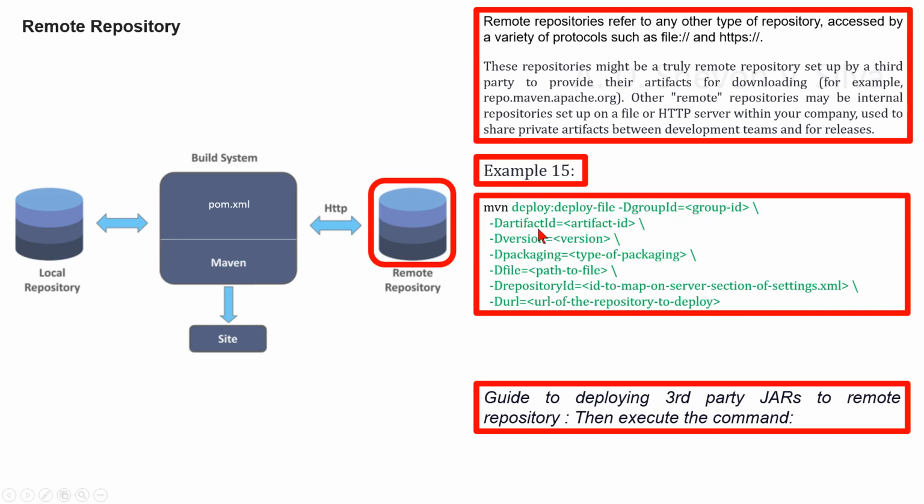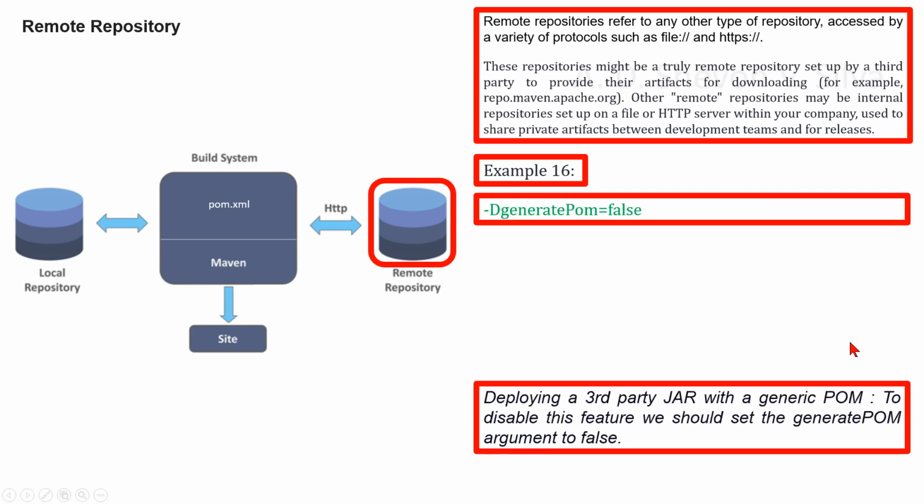Here the group ID, here the artifact ID, here the version, type of packaging, path to file, ID to map on the server section of settings, URL of the repository to deploy. Deploy a third-party jar with the generic POM. By default, deploy-file generates a generic POM to be deployed together with the third-party jar. To disable this feature, we should set the generatePom argument to false.